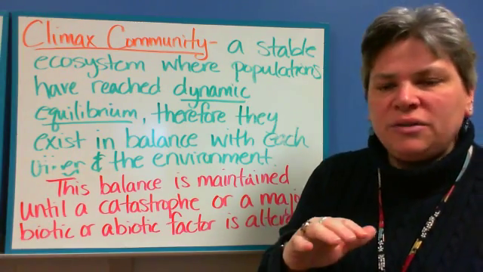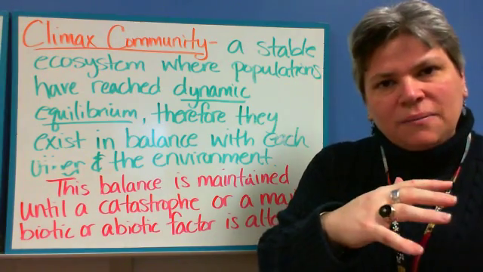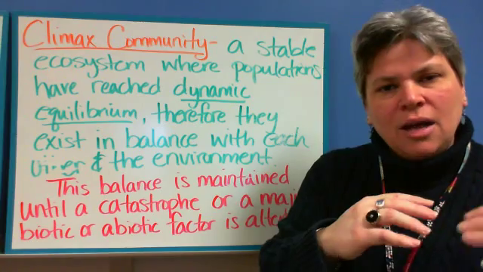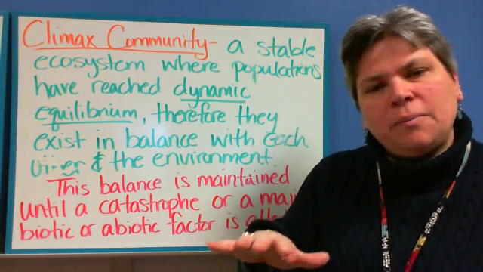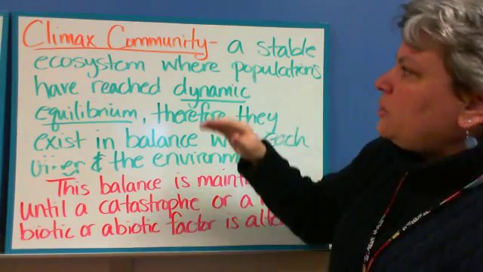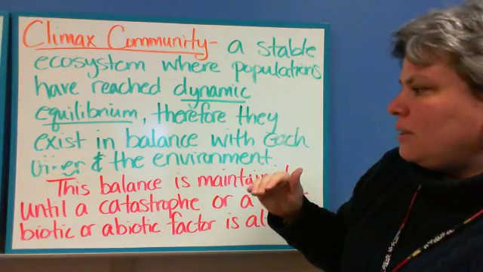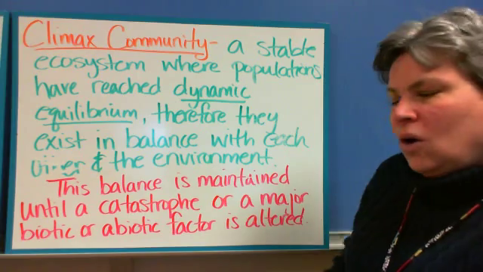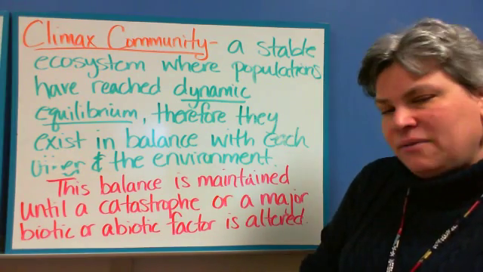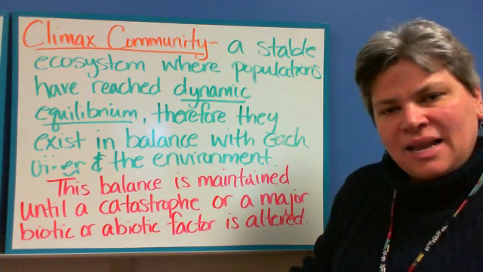Now that doesn't mean all the time, because there's some influx or some decrease. There's something changing in the population. But overall, if you look at the average or the vast majority, there's a balance within the population. So with the climax community, the populations are in that balance. That balance will be maintained until some catastrophe or a major biotic or abiotic factor is altered in that ecosystem.